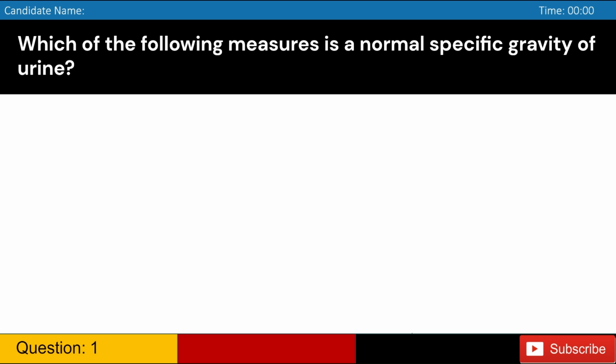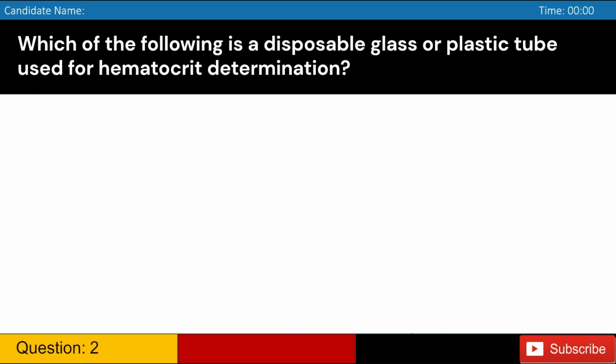Which of the following measures is a normal specific gravity of urine? A. 1.000. B. 1.025. C. 1.050. D. 1.125. E. 1.275. Answer B. 1.025. Which of the following is a disposable glass or plastic tube used for hematocrit determination?